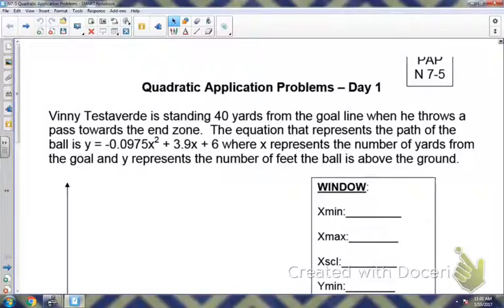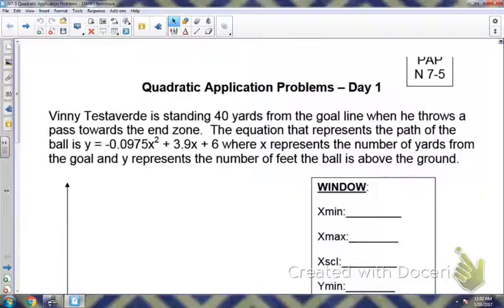Okay, so note 7.5, we're going to be looking at quadratic application problems. So basically the quadratics that we've been going over these past couple of units, we're going to be applying that to the real world. So on this first example that we have, it says Vinny Testaverde is standing 40 yards from the goal line when he throws a pass towards the end zone.